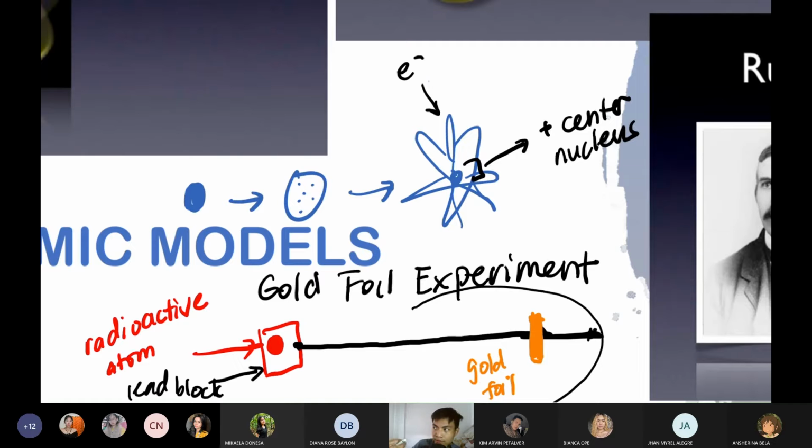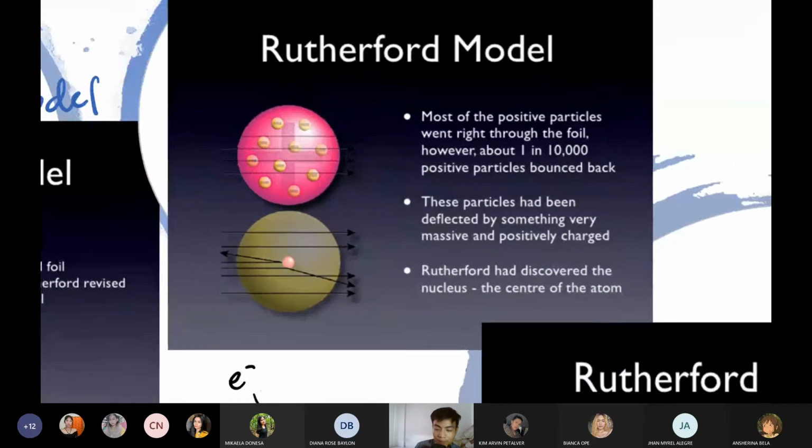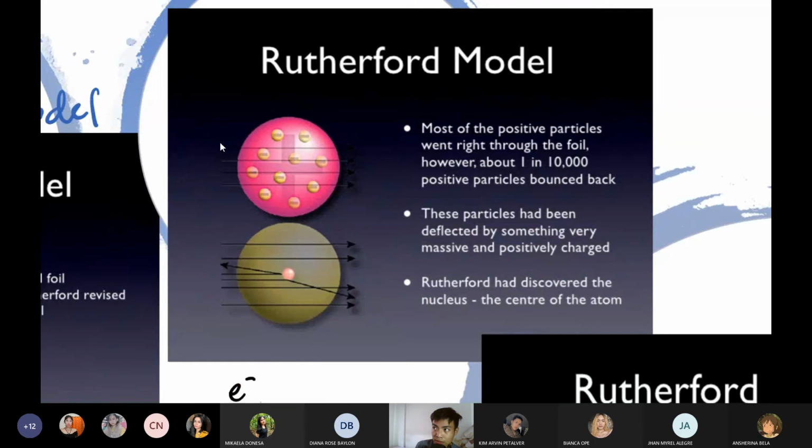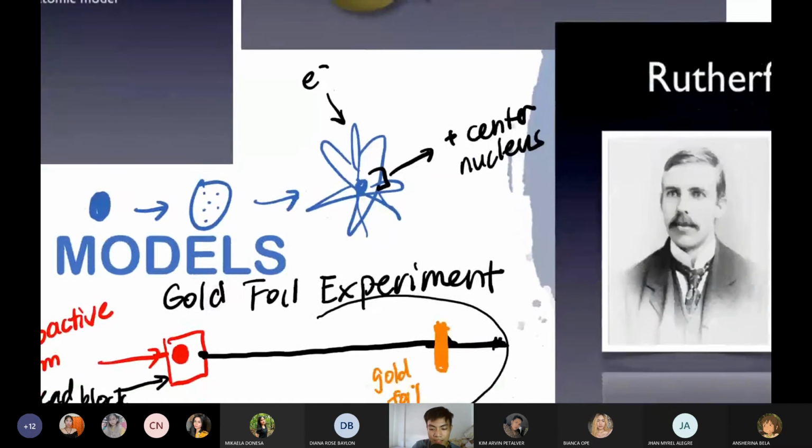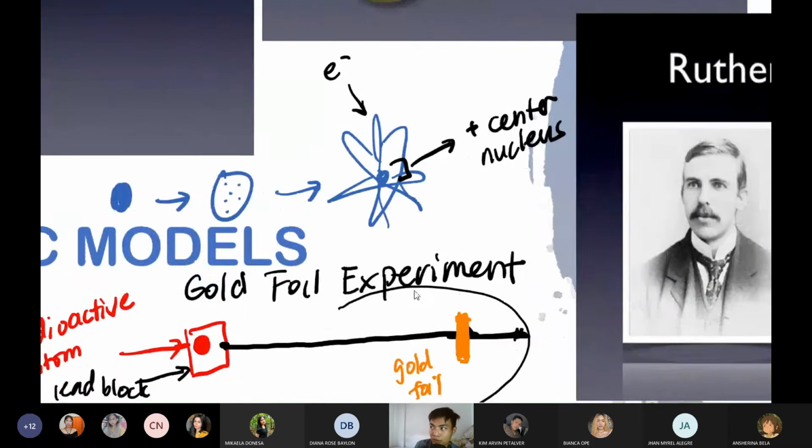So, expect natin na dire-diretso lang dapat yung radioactive particles, di ba? Kasi yun yung sabi ni Thomson na ang atoms, ganito yung itsura. So, if you have radioactive particles, kailangan tatagos lang siya. No? Kailangan tatagos lang yun doon sa atom. Okay? So, yun yung ina-expect nila. No? Nung nilagay ni Rutherford yung gold foil, ina-expect niya may isang point lang na may kita sa fluorescent screen.